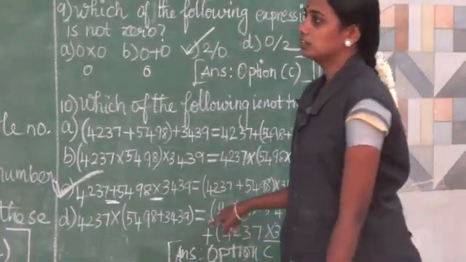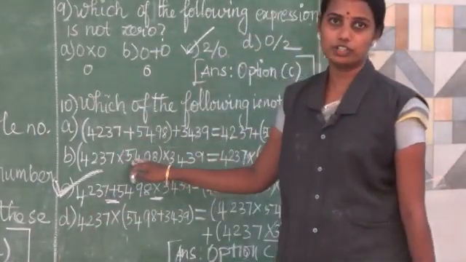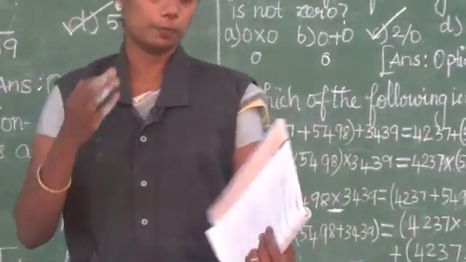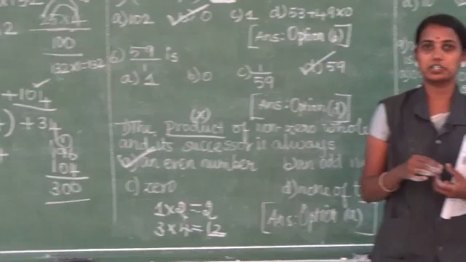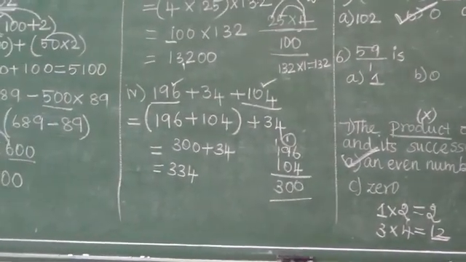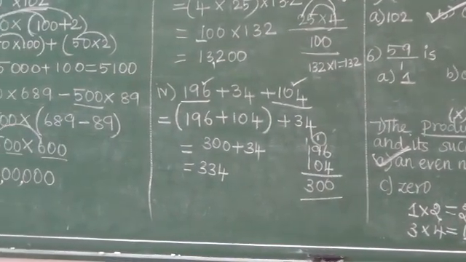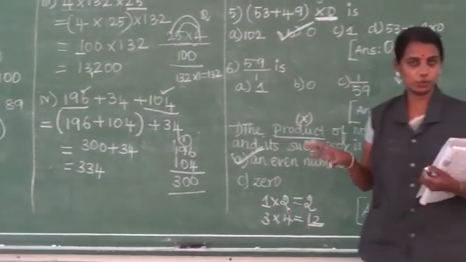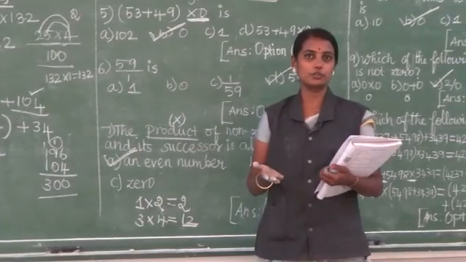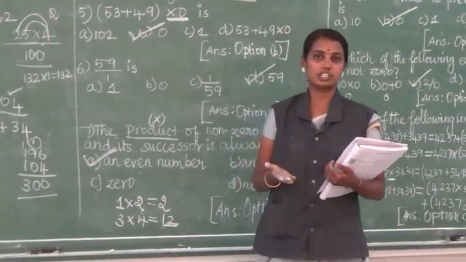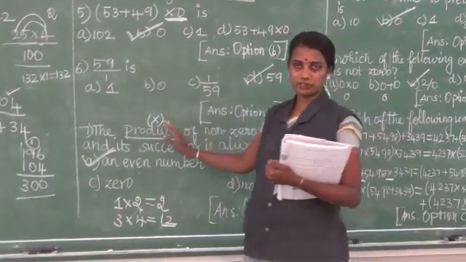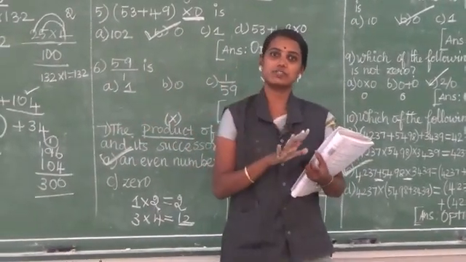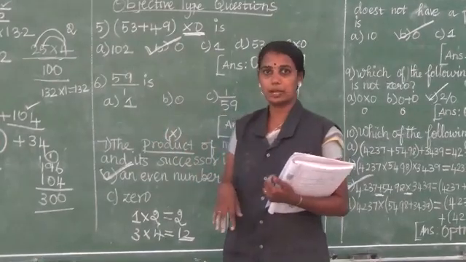Okay, clear? So the objective type questions are over. Listen to me. Exercise 1.5 about properties on whole numbers is over. Now we are going to see the new chapter, chapter 2, introduction to algebra. In chapter 1 we learned about the numbers. Are you clear with the numbers? We completed 5 exercises. Now we are going for chapter 2.